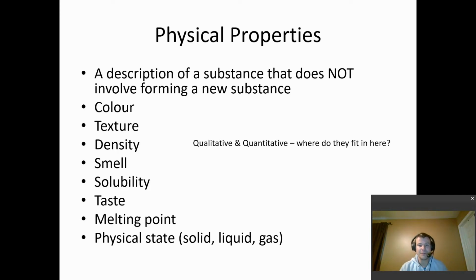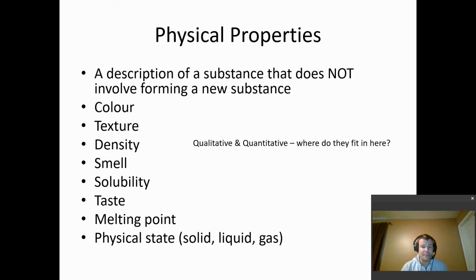Physical properties can also be classified as qualitative properties or quantitative properties. Qualitative properties are those that involve a description. Quantitative properties are those that involve a number. So think about the list that I have listed here. Which of these might be a quantitative property? That is, it actually involves a measurement, a number.